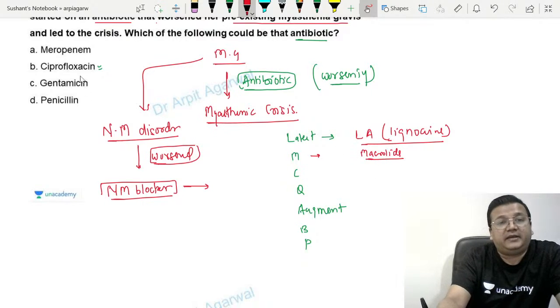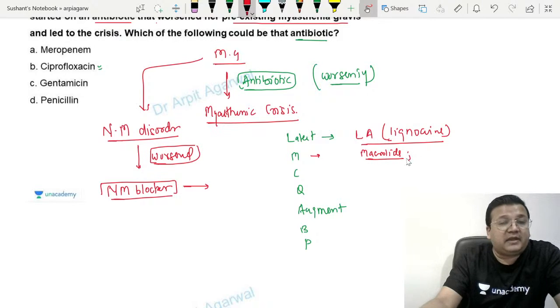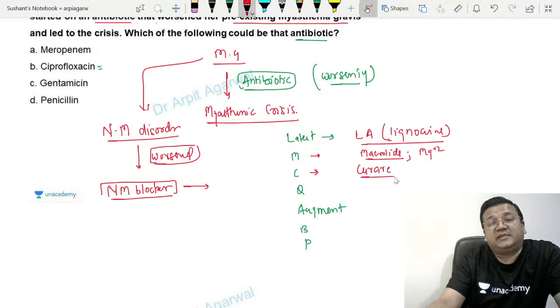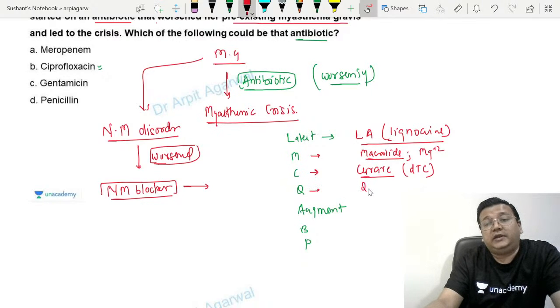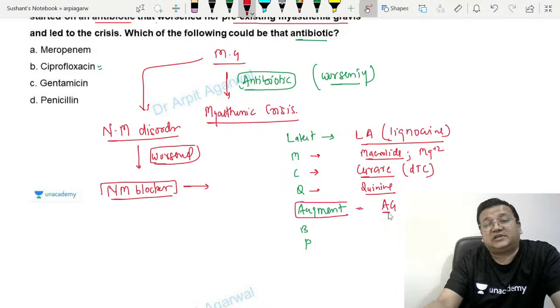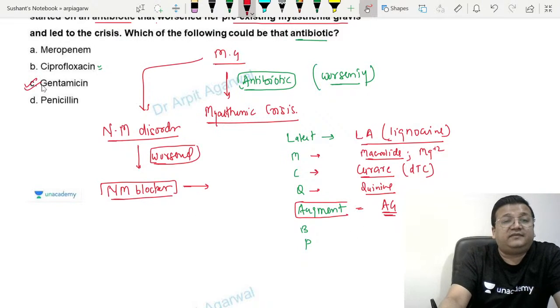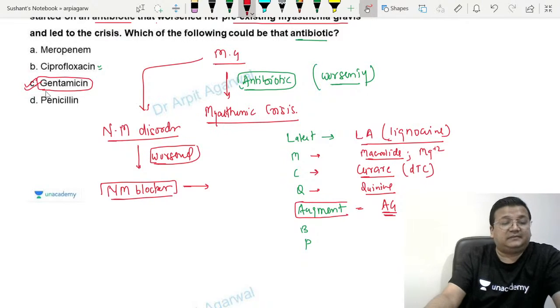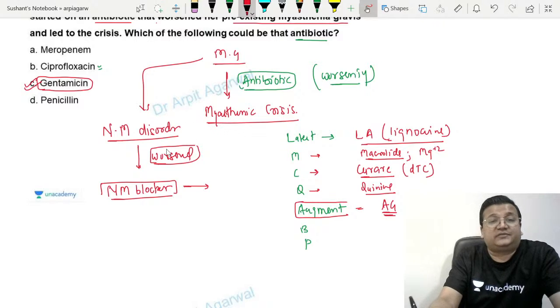Do we have any macrolide here? Answer is no. We do not have a macrolide. Erythromycin can cause it. Magnesium can cause it. C: curare. Any muscle relaxant, including D-tubocurarine. Any curare-like drugs. Q: quinine. Do we have quinine, another antibiotic, in the options? No, we do not. Now comes the most important, aminoglycoside. Aminoglycosides worsen myasthenia gravis. Do we have an aminoglycoside? We have the answer, gentamicin. So you see, which drugs worsen myasthenia gravis?